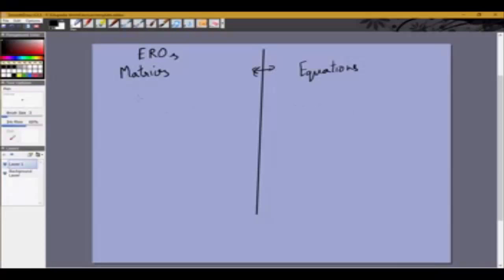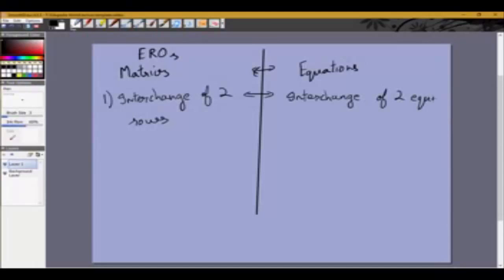So the first ERO for matrices is interchange of two rows. And that is equivalent to an interchange of two equations, which we know does not alter the solution set.